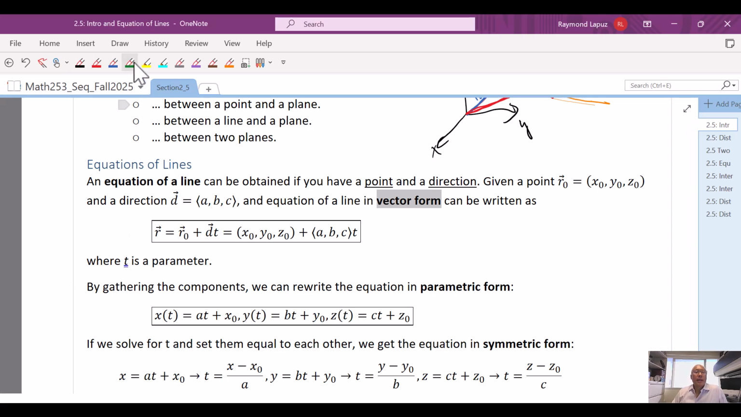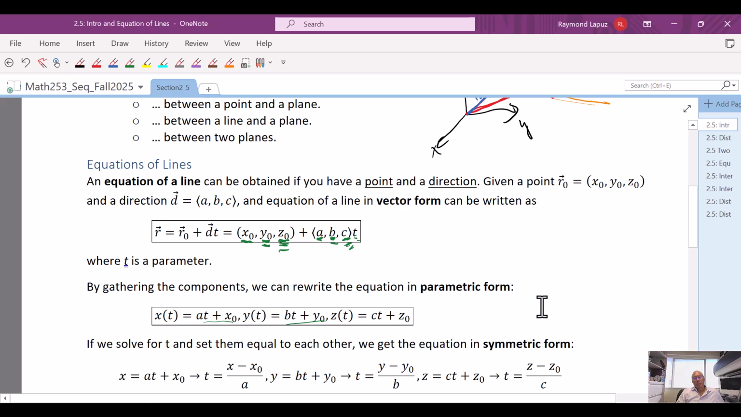And the way to obtain that is to simply gather all the x components and then set that equal to x. So x will be equal to x naught plus a times t. And then the y component would be y naught plus b times t. And then the last component would be the z component, z naught plus c times t. And so there are your parametric equations.